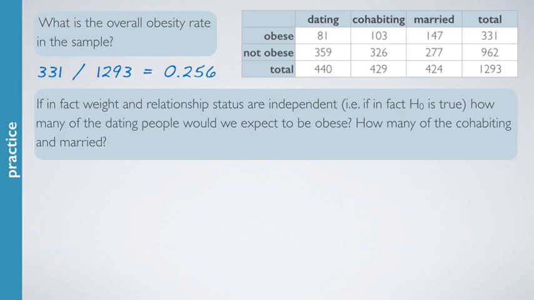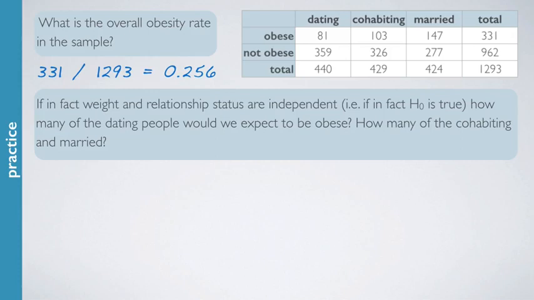And the second question we ask: if in fact weight and relationship status are independent, in other words, if in fact the null hypothesis is true, how many of the dating people would we expect to be obese? Likewise, how many of the cohabiting and married people would we expect to be obese? If we're assuming that the null hypothesis is true, that means that we're assuming that the rate of obesity does not vary by relationship status. So the overall rate of obesity that we calculated, the 25.6%, should apply to each one of the relationship statuses.